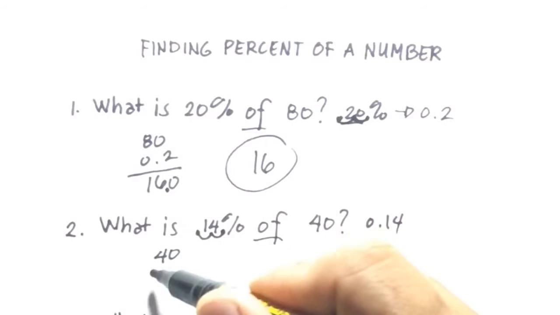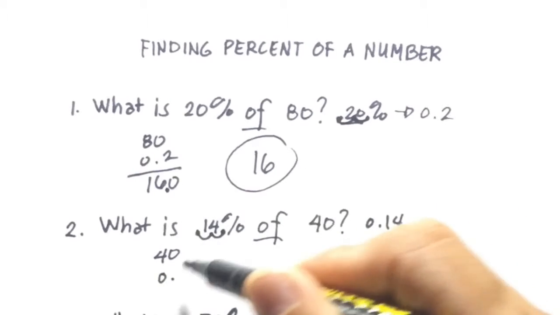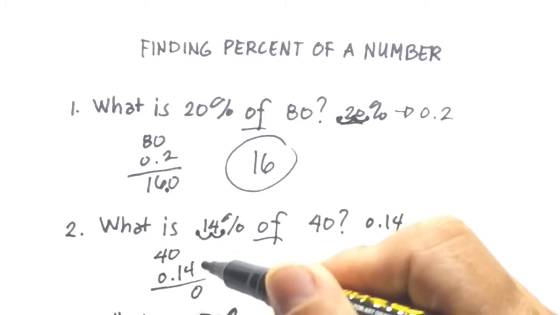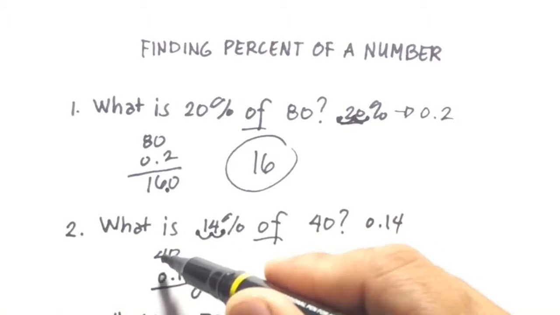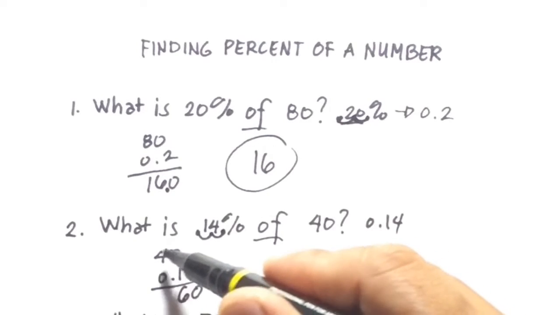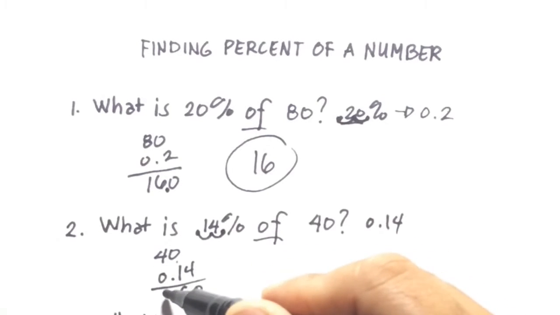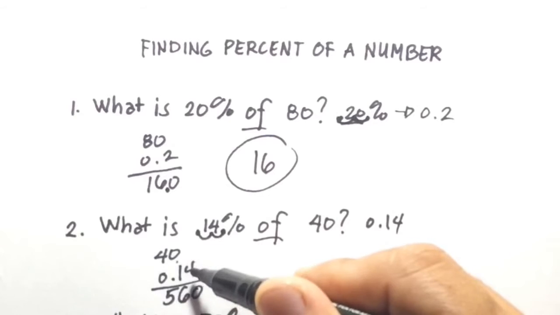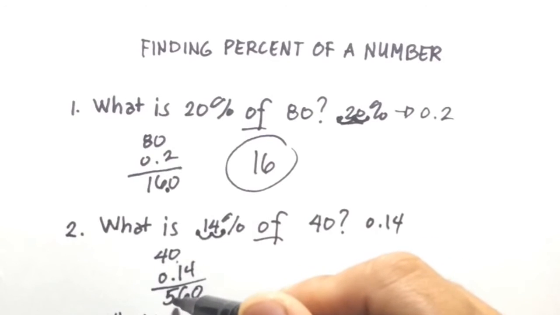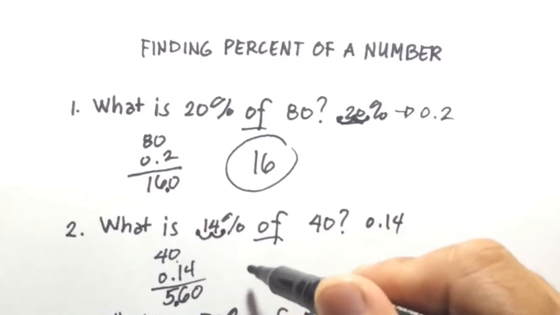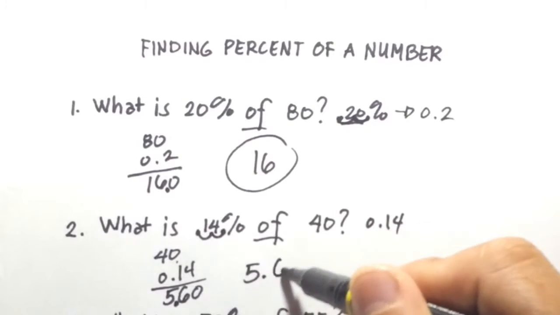So 40 times 0.14, this will be 0. Then 4 times 4 is 16. Carry 1 here. 4 times 1 is 4, plus 1 is 5. Then there are 2 decimal places here, so we're going to have 1, 2, so this will be 5.60, or you can have your answer as 5.6.